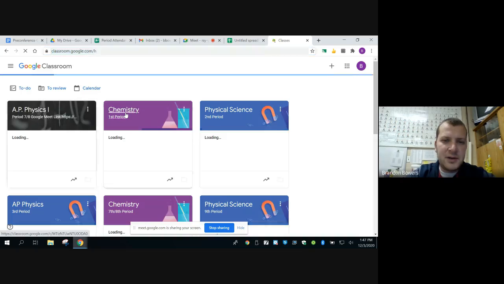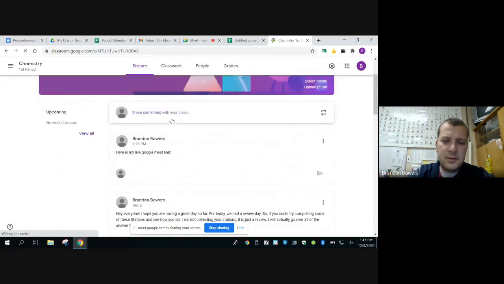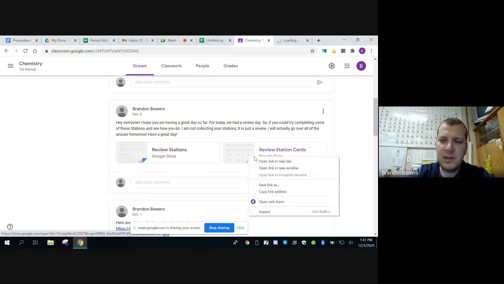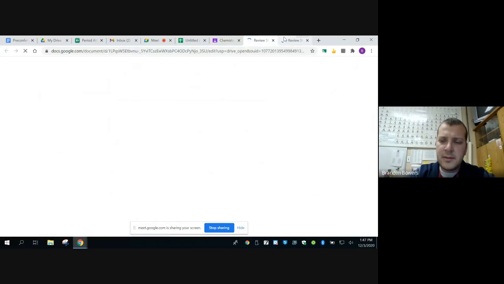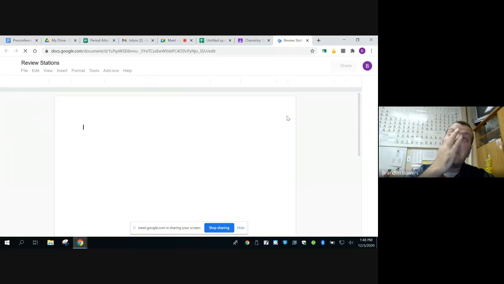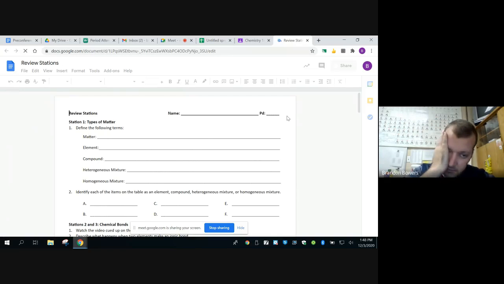Chemistry, first and seventh period are the same. And then there we go. So you have review stations and review station cards. I would highly recommend opening both of those because they align with each other. It might take a minute to load, and that's okay. Okay, so the review station card, review stations, let's look at some of these real quick.